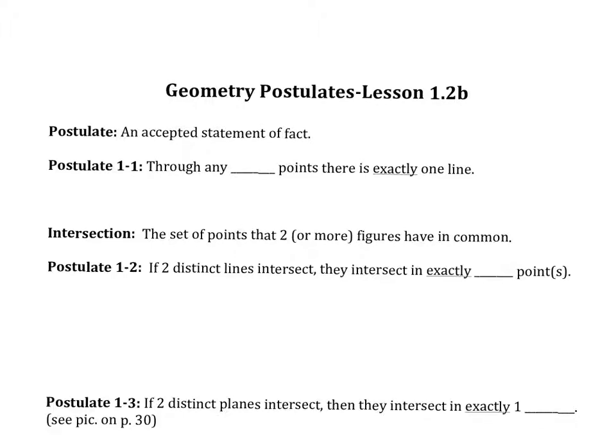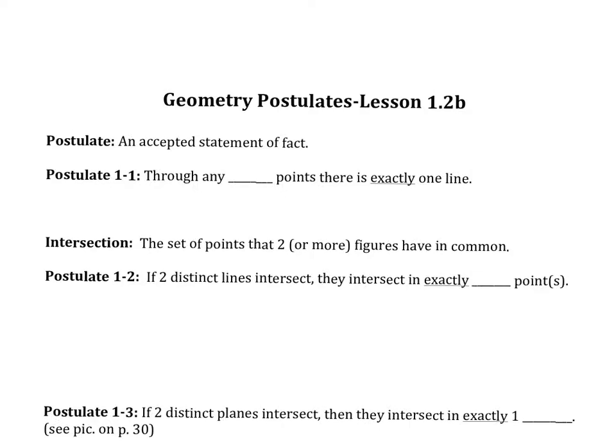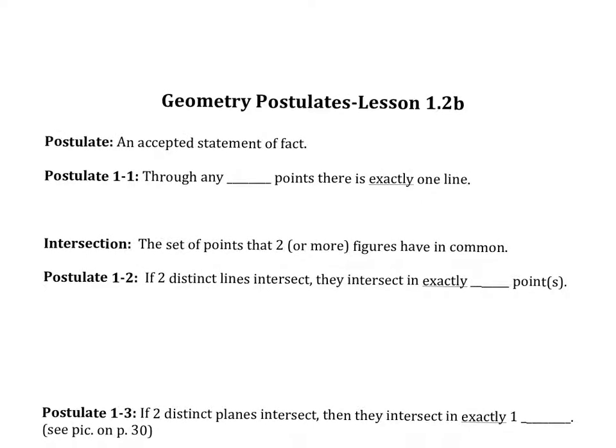So the first postulate says through any blank points, there's exactly one line. Any guesses how many points you would need to make one line exactly? Two, right? If you have 2 points, you'll get one line. In other words, if I were to put a point here and I were to put a point here, there's only one line that can go through that, right? So I would go like this and make my line, okay?